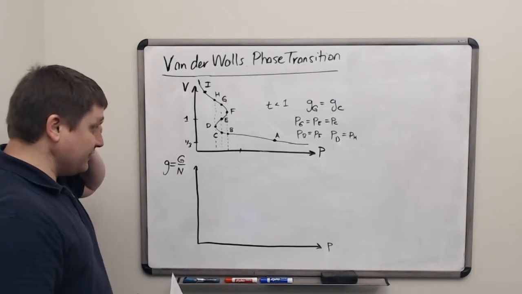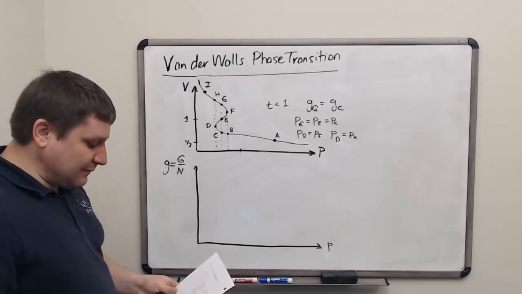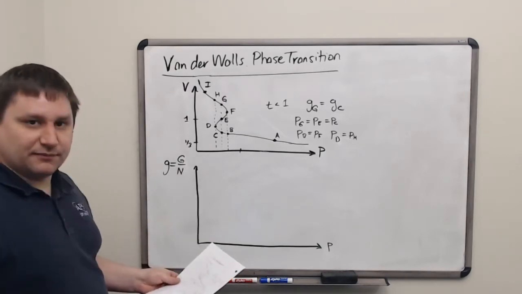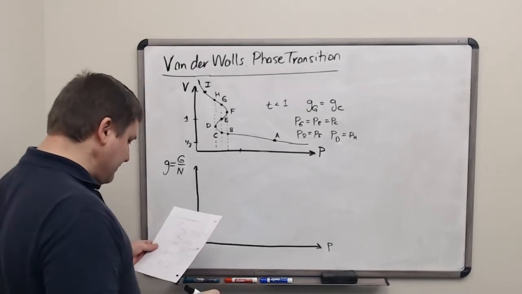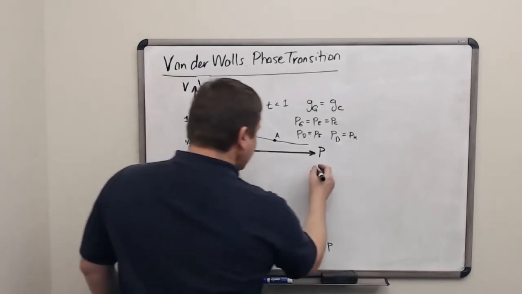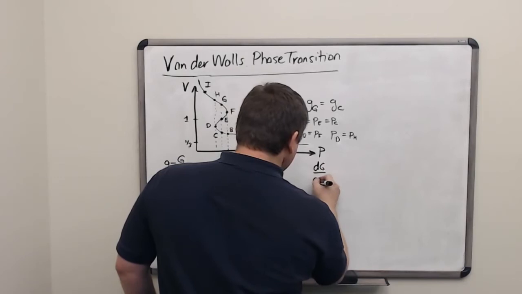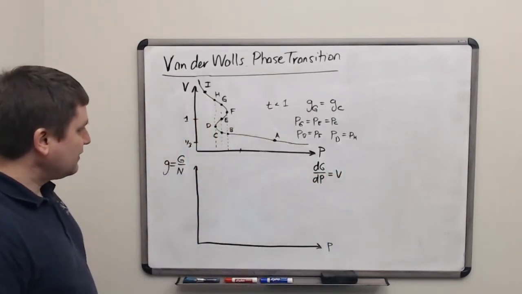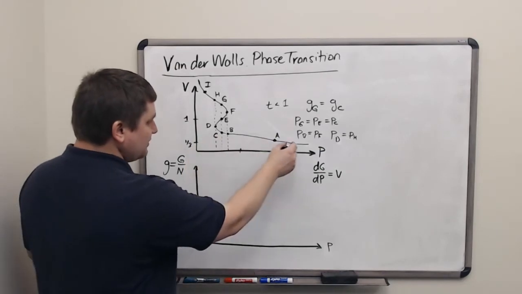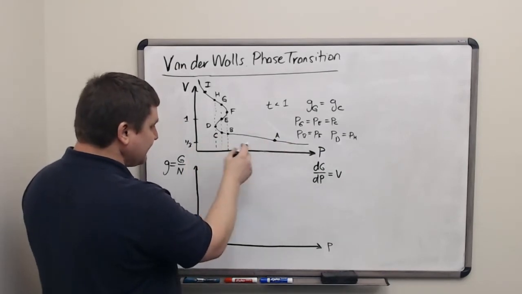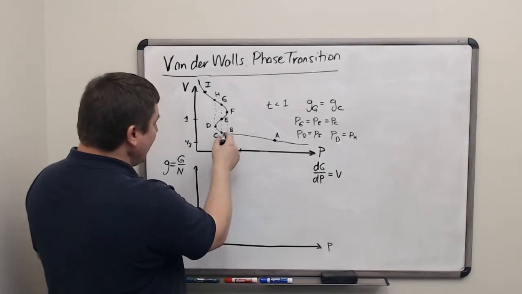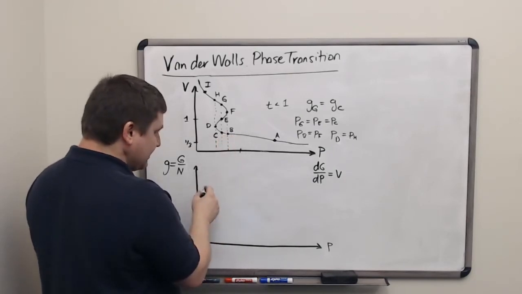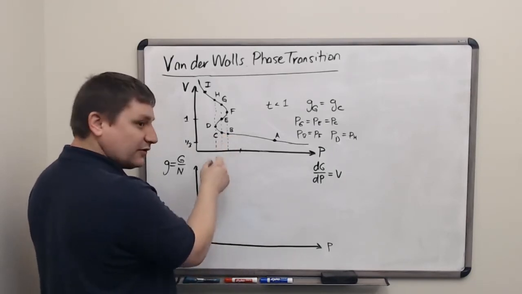here at high volume. Now, how can we construct the Gibbs free energy graph from this isotherm? Well, let's remember one of the defining relationships: dG/dP is equal to the volume. So the slope of this curve here, or not the slope, but the volume value on this curve will correspond to the slope of that same location down here.